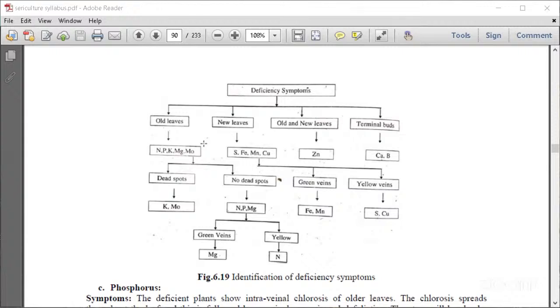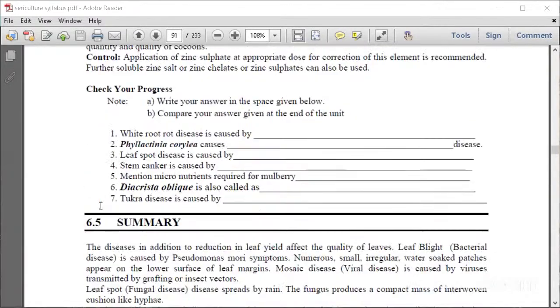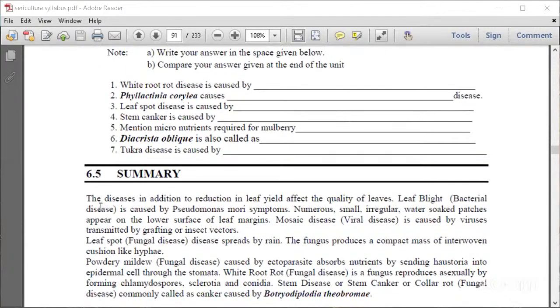Here we have some questions. White root rot disease is caused by Rosellinia necatrix. Powdery mildew disease is caused by Phyllactinia corylea. And leaf spot disease is caused by Cercospora moricola.